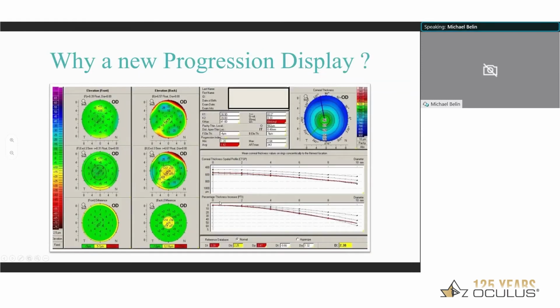But the real goal of that initially wasn't just to come up with a classification system. It was to use that information and allow us to develop a progression display. So I get a lot of questions, well, why do we need a progression display? Can't we just use the BAD display? After all, a BAD display gives us an overall reading of the severity of disease. Well, it does and it does not.